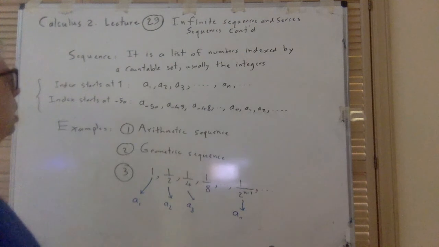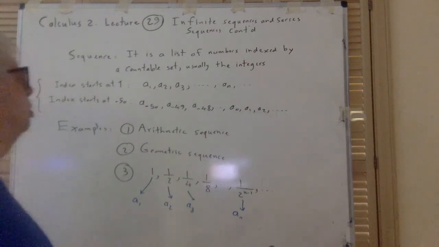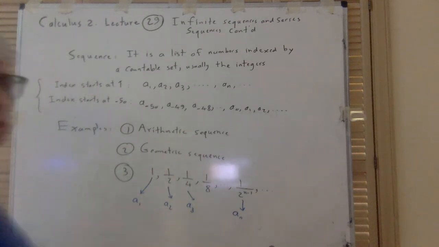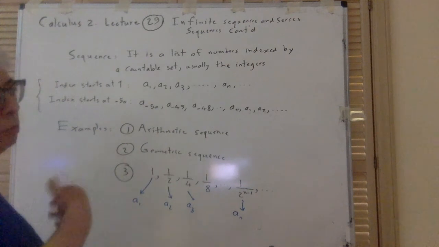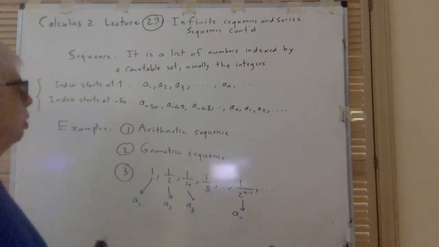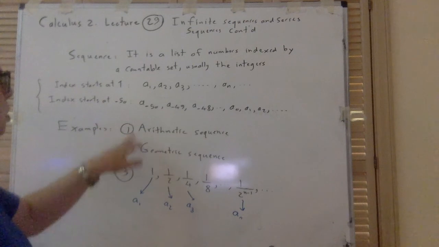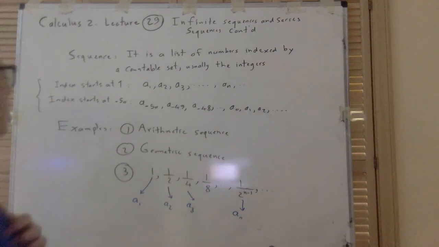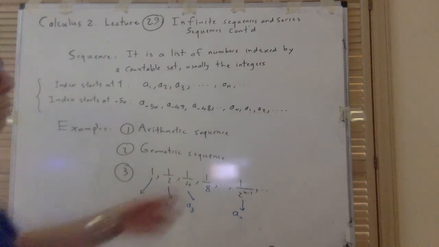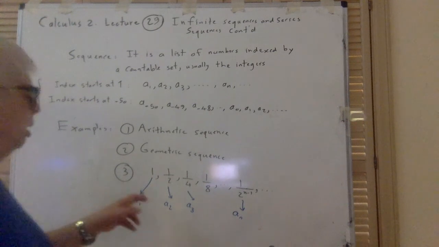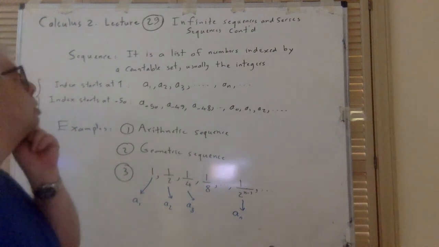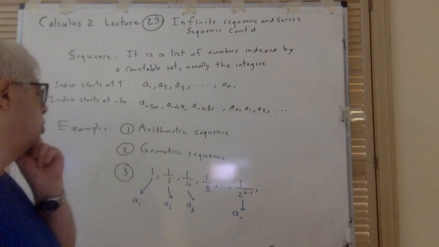This one starts at negative 50. One might ask, why do we use negative 50? Sometimes it's useful to use indices like that, starting at some negative number. Anyway, we saw two examples last time, an arithmetic sequence and a geometric sequence. This is another one, also a geometric sequence. Let me see if I can give you another one which is not a geometric sequence.